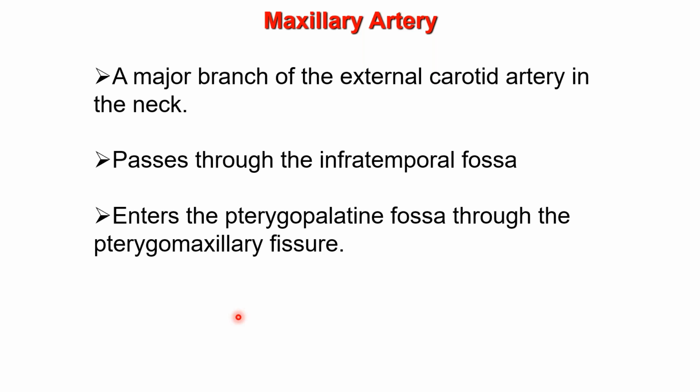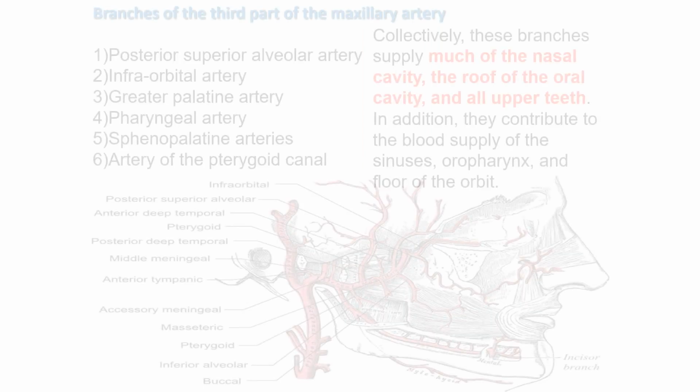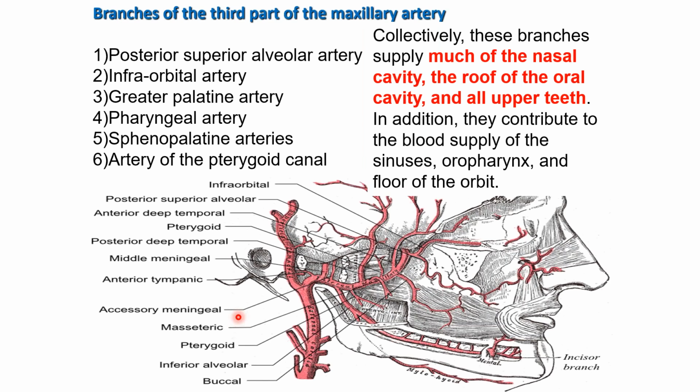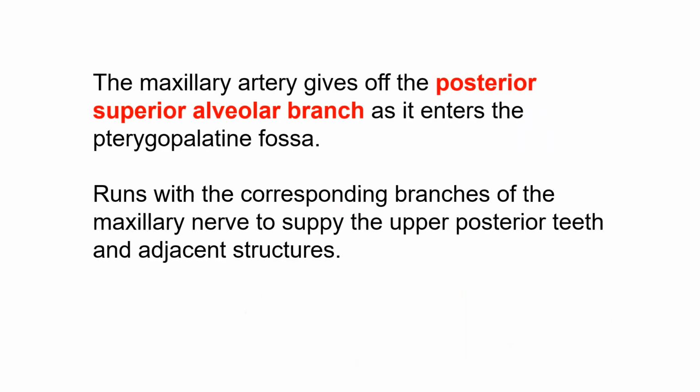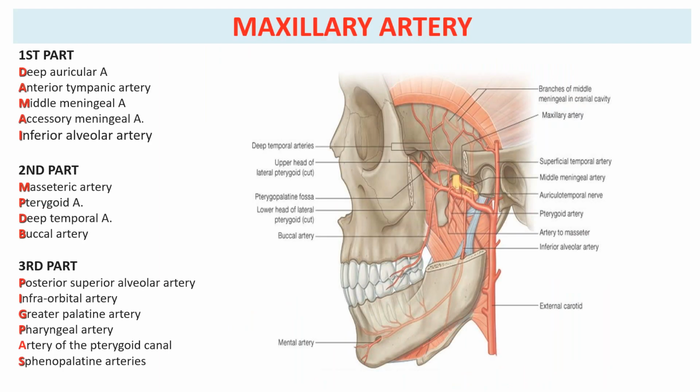So now the last part, which is the maxillary artery, this has already been covered. I'm just going to show you the diagram of this maxillary artery, its various branches. This was the major branch from the external carotid artery and it passes through the infratemporal fossa, enters the pterygopalatine fossa through the pterygomaxillary fissure. In the infratemporal region, you have already covered the maxillary artery and the branches of the maxillary artery.